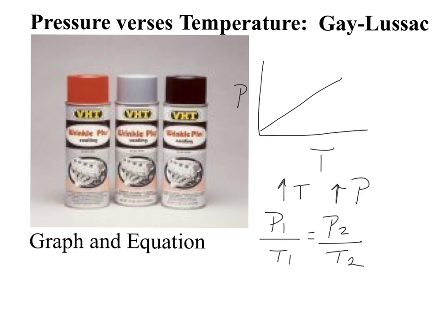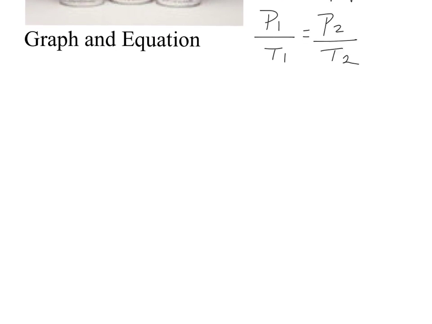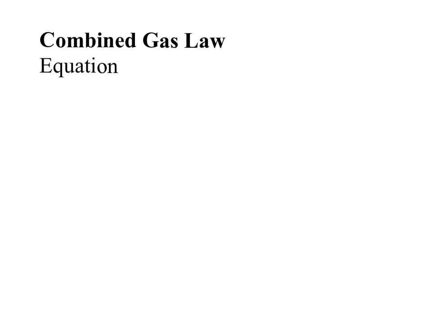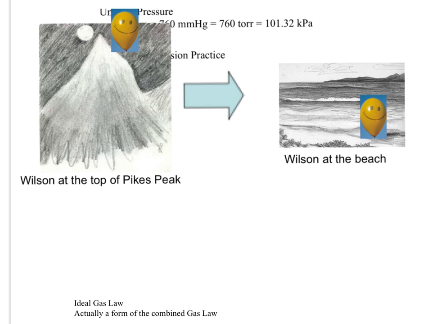If we put all these together, we wind up with what you learned last year, the combined gas law equation: P1 V1 over T1 equals P2 V2 over T2. So this brings me to my Mr. Wilson at the top of Pikes Peak, which is in Colorado, versus Mr. Wilson at the beach. So, for example, let's say that we had Mr. Wilson at the top of Pikes Peak.